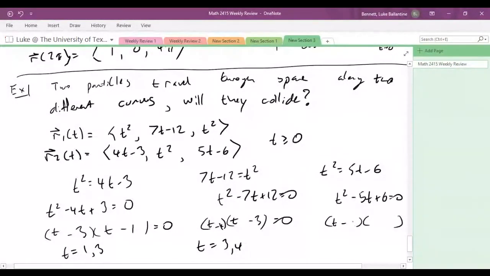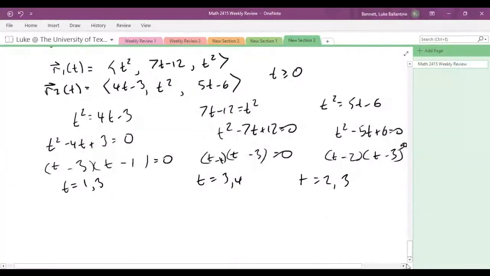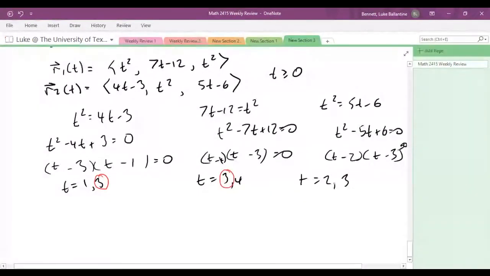We got t minus 2, t minus 3 equals 0. So t equals 2 and 3. Okay. Wow, we got a 3 in every one of these.